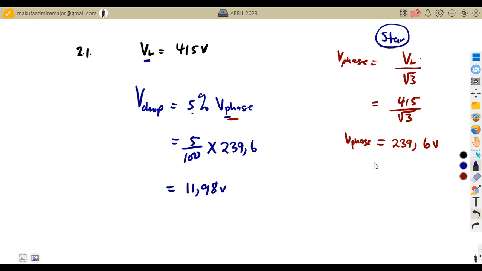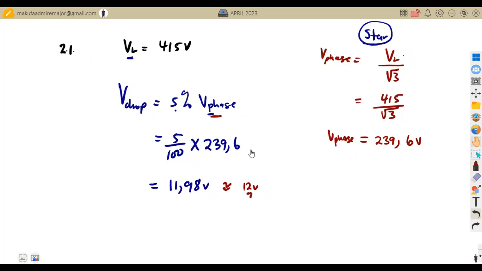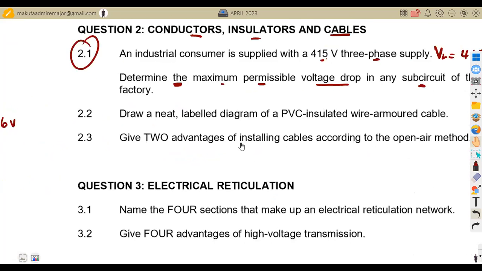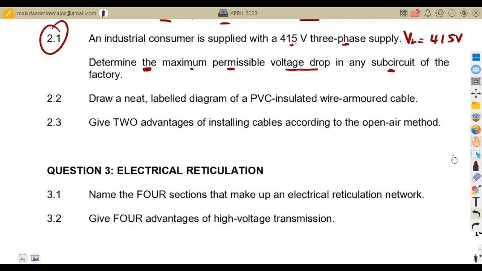All right, so that was going to give us 11.98 volts in this case. If it is an approximation, we can just take an approximation of 12 volts there, but that is 11.98. Then from the other part now on 2.2, this one we just need to draw.